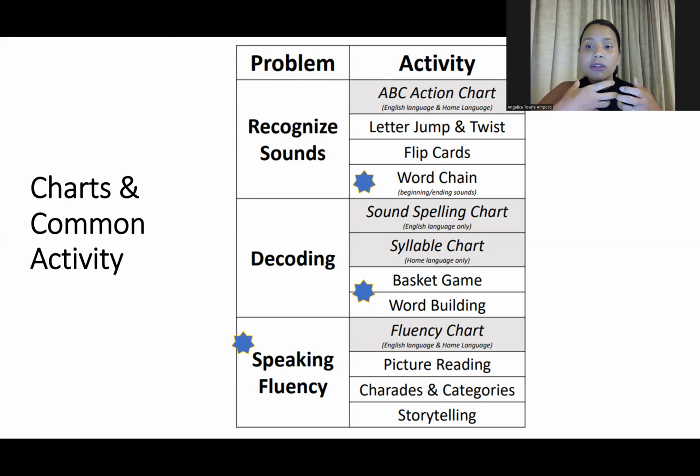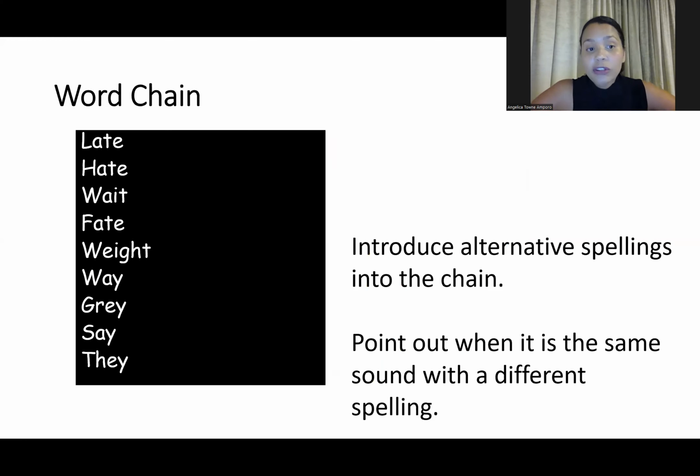And you want to be having those fluency activities verbally, but you can also write them on the board, right? So that you're able to highlight when words are spelled with alternative spellings. So for example, word chain is again a great one for alternative spellings. You would introduce a word for the first word in the word chain, maybe late, and already late has that magic E, right? It also has a long A sound, which has many different ways to spell it.